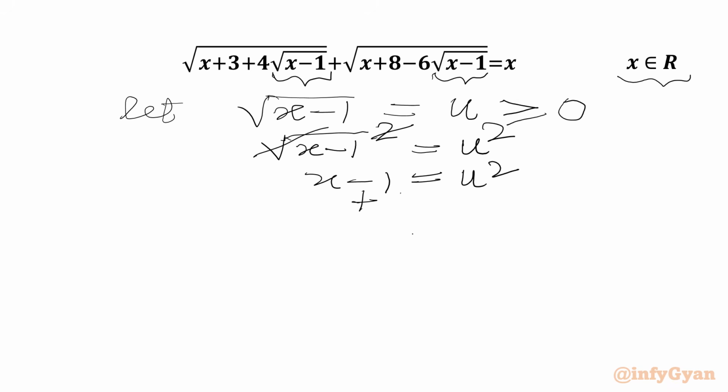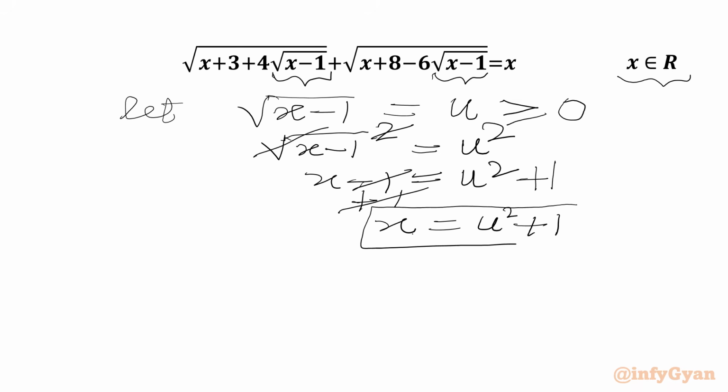Now we'll add 1 to both sides. Plus 1 and minus 1 will get over. We will get x equal to u square plus 1, so we have u in terms of x, or x in terms of u.